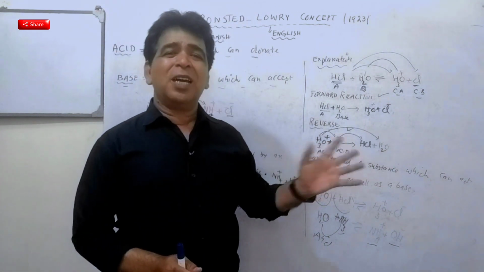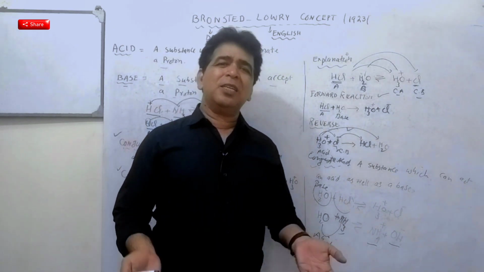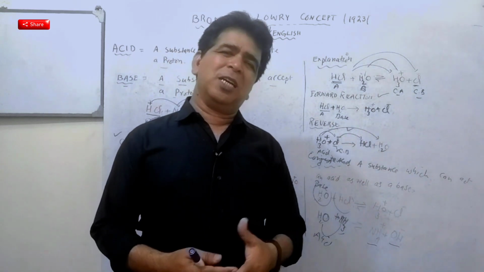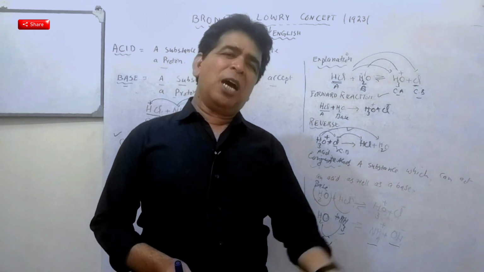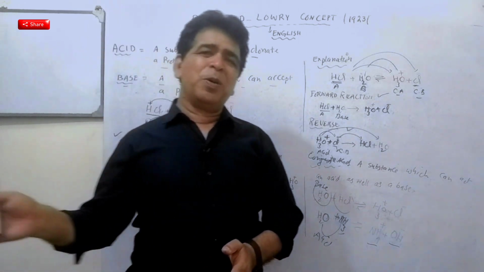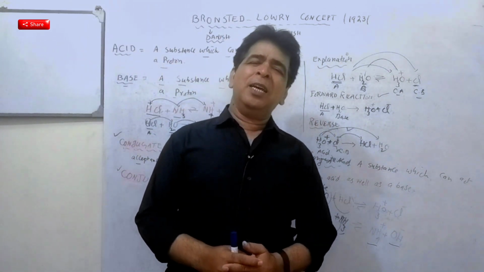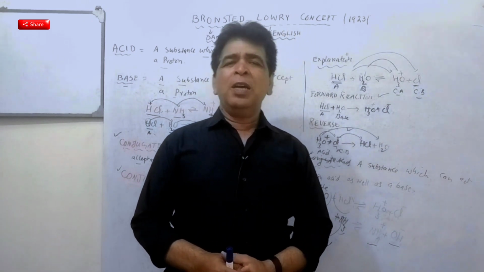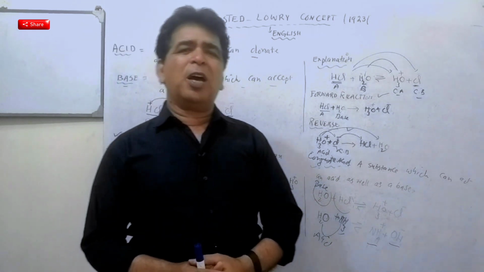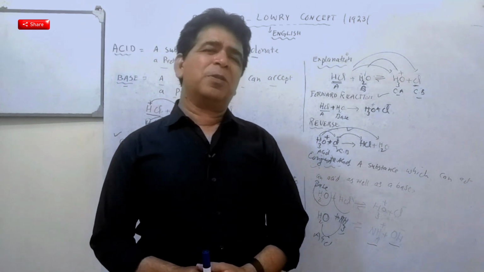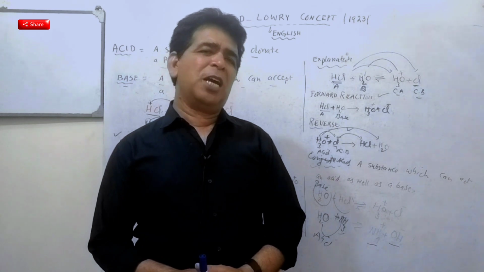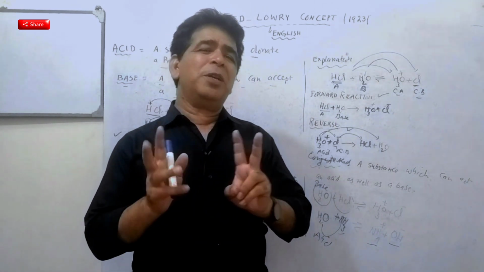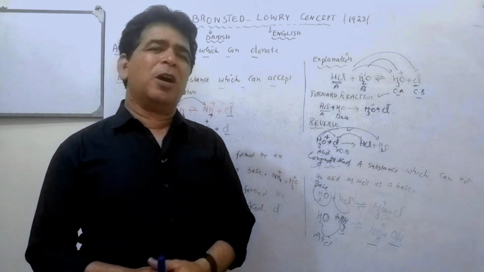As far as the limitations of this concept are concerned, the limitations are very simple. This concept was only based on those substances which can donate a proton or which can accept a proton. There are many species which act as an acid, but they do not have a hydrogen ion or a proton, like CO2, and there are many species which do not have OH ions, or they cannot accept a proton, like calcium oxide and magnesium oxide, but they can act as a base. These are two limitations that were observed in the Bronsted-Lowry concept.